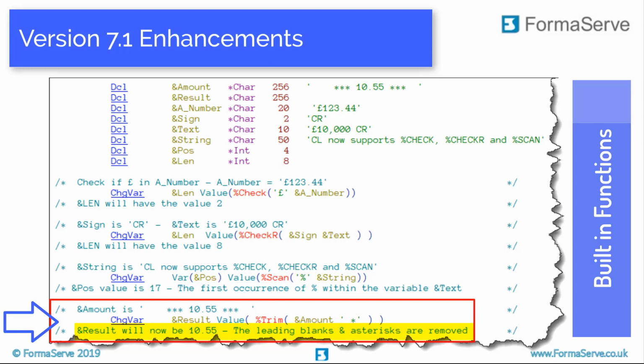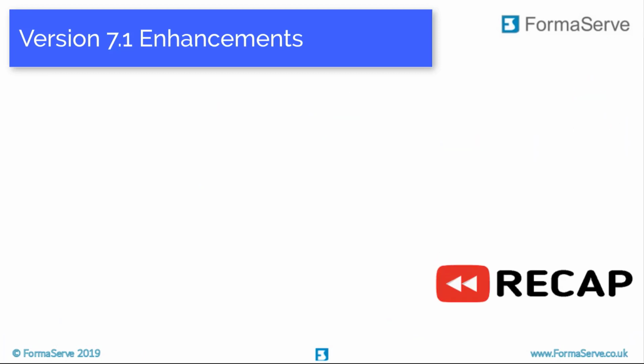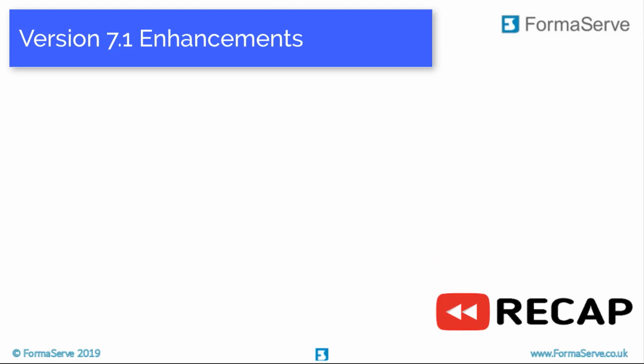So %TRIM trims from the left and the right, whereas %TRIML trims just from the left, and %TRIMR trims just from the right. So that is the end of the enhancements for 7.1.